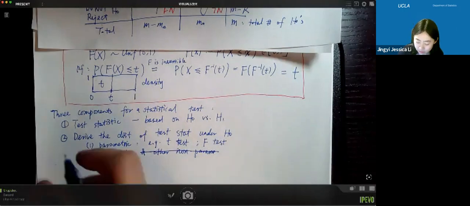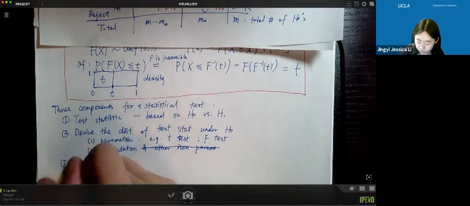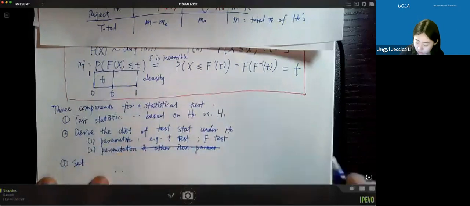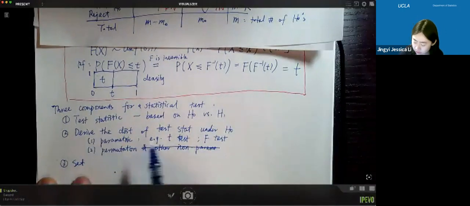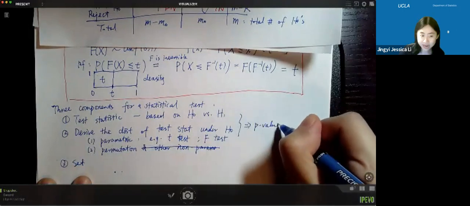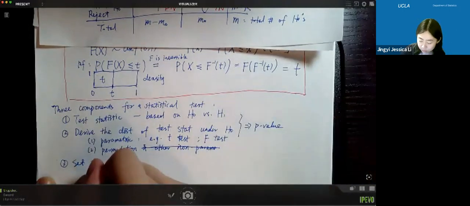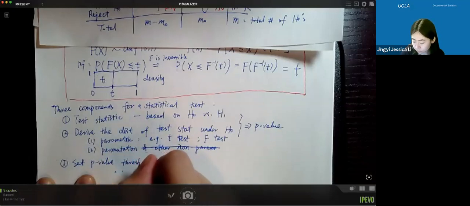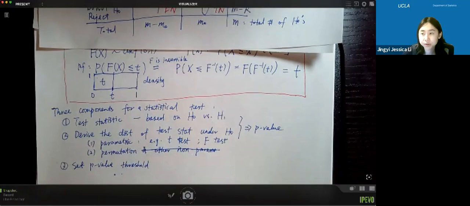So the third thing is what we said today, to set the p-value threshold. Right, given these two things, you will be able to compute the p-value. And the last step is to set a p-value threshold. And for this, if you are doing a single test, it's easy. The threshold is just your significance level, 5% usually.